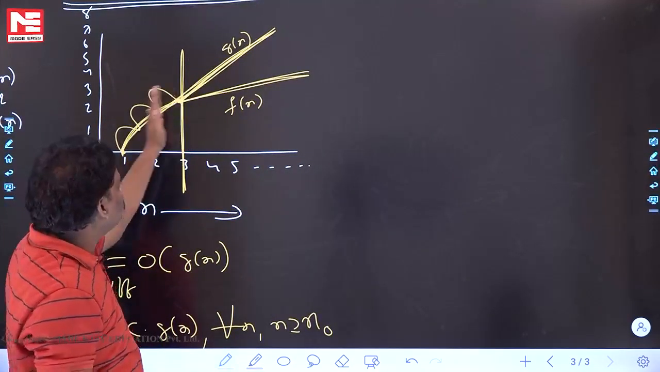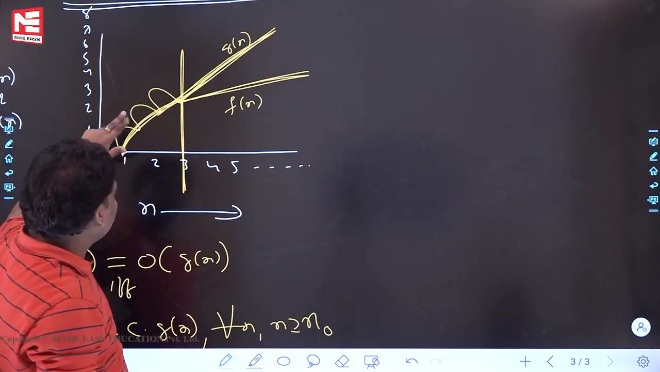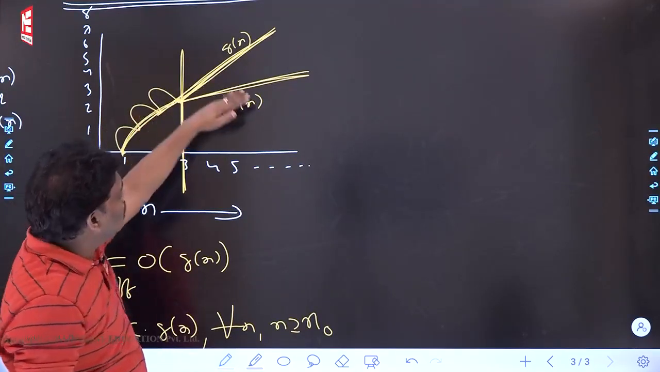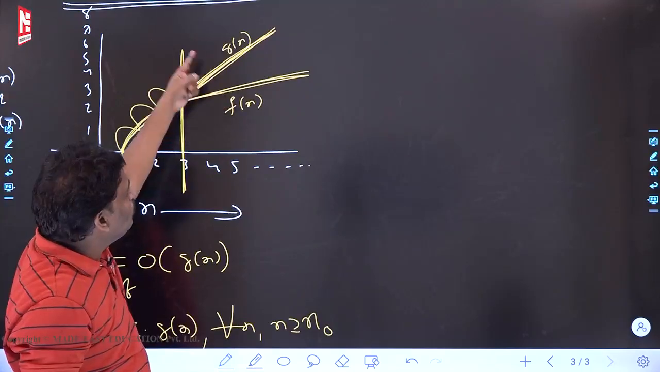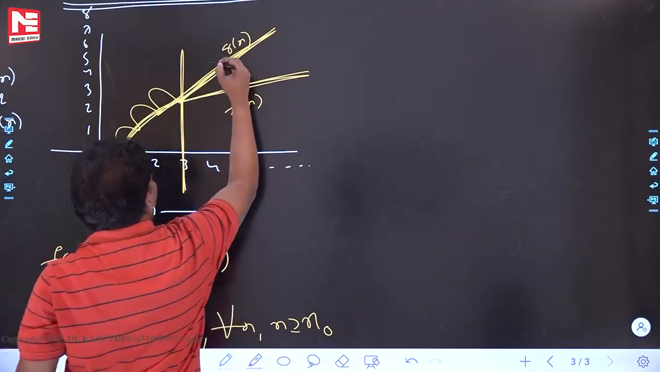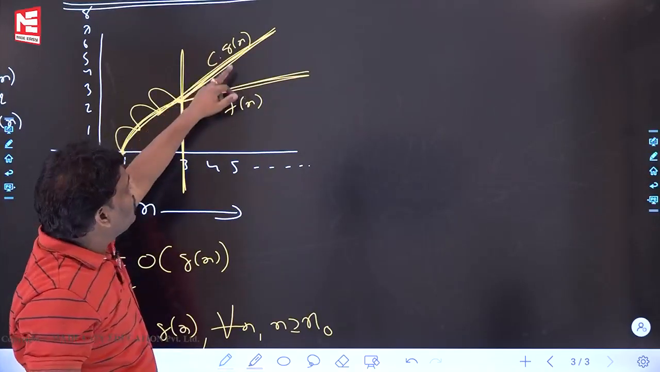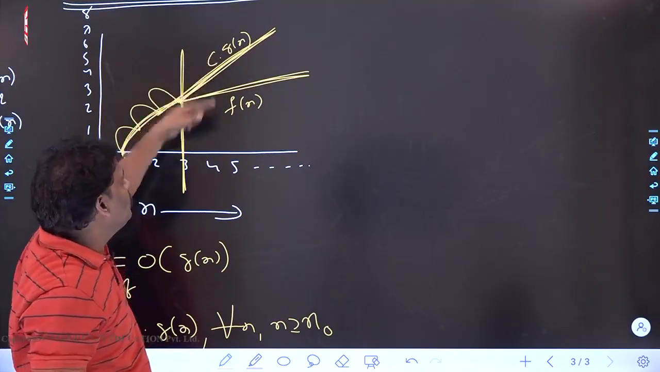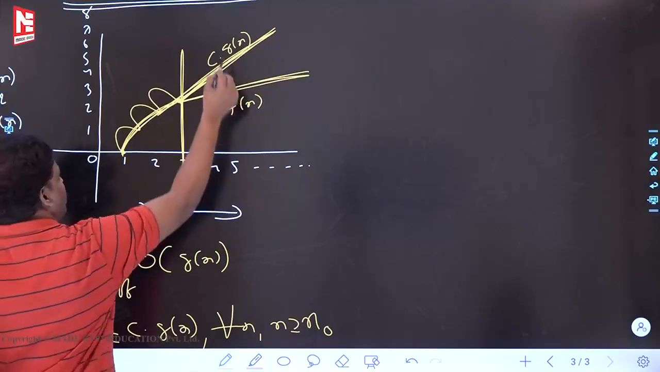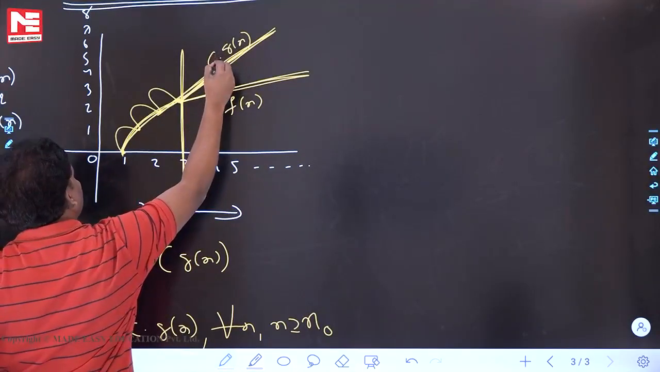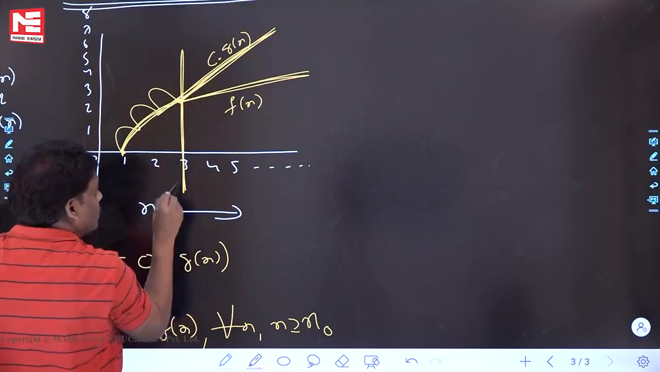I think before this line, if you observe, sometimes f is bigger, sometimes g is bigger. After this line, what is the answer? Comparing f of n and g of n, who is bigger? g of n is bigger after taking c's help. It's okay. From where? From 3, from 3.